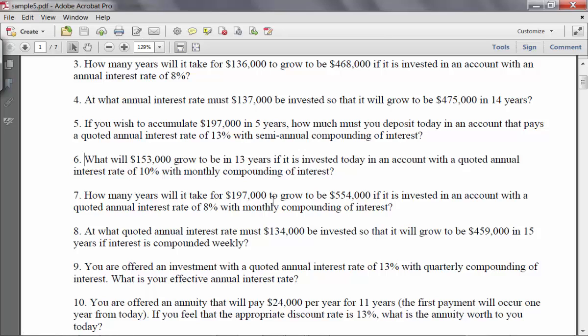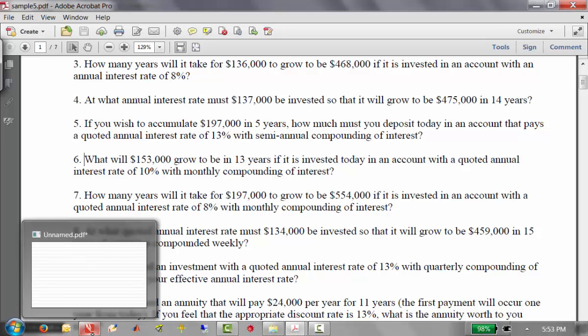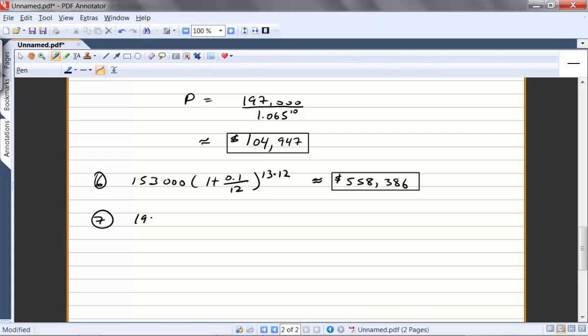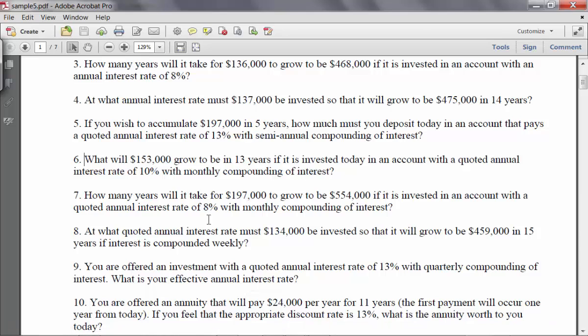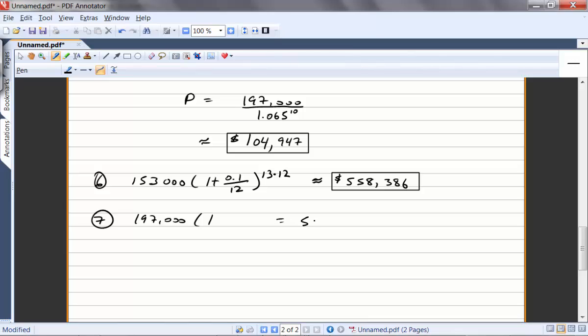How many years will it take for 197,000 to grow to be 554,000 if it is invested in an account with a quoted annual interest rate of 8% with monthly compounding of interest? So they're asking for n again. They're asking for the number of periods. 197,000 we invested at 8% annually, but interest compounds monthly. And we know it's going to grow to 554,000. And the question is, how many months? n is months. How many months will it take?